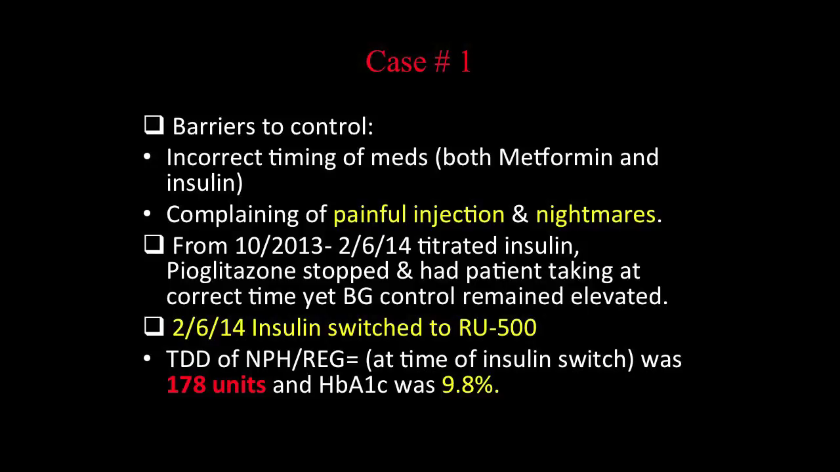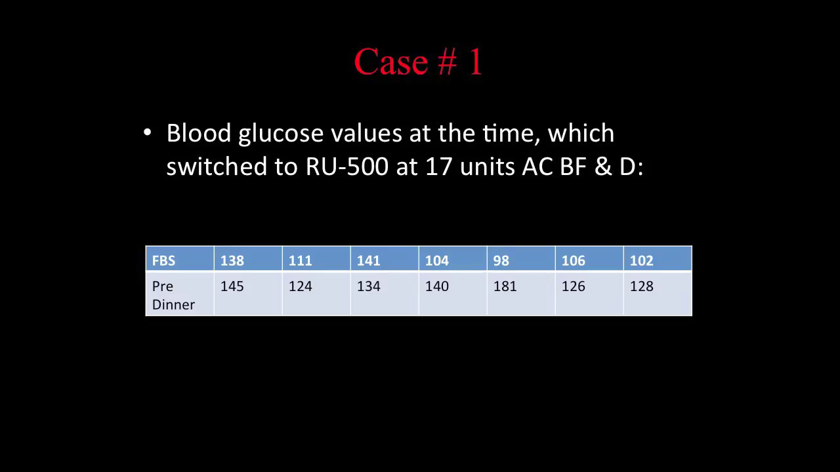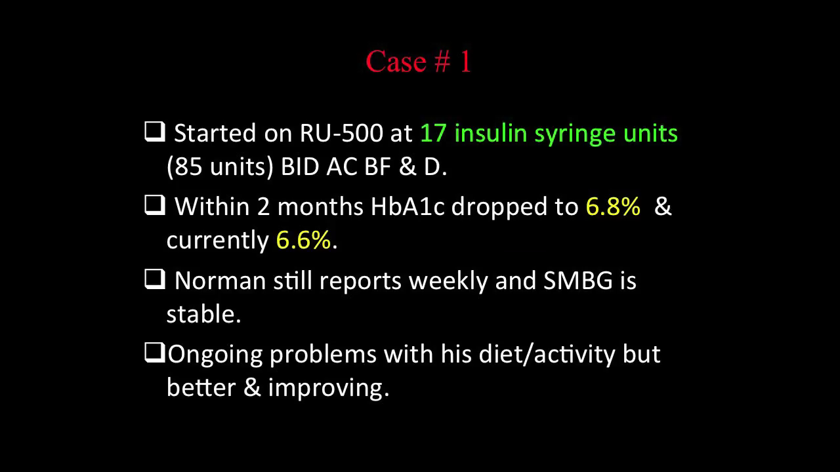Then we continued with the NPH and regular from October to February, while the requirement got to 178 units. Still the A1C was 9.8. We decided, before it got to 200, to change the insulin to U500, and we started on 17 units twice a day, and blood glucose improved effectively. Then he ended up at 17 units.